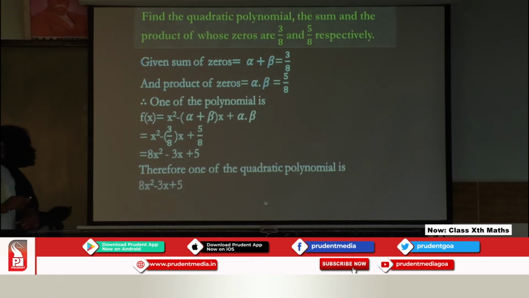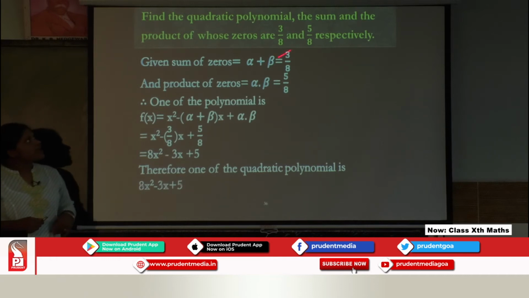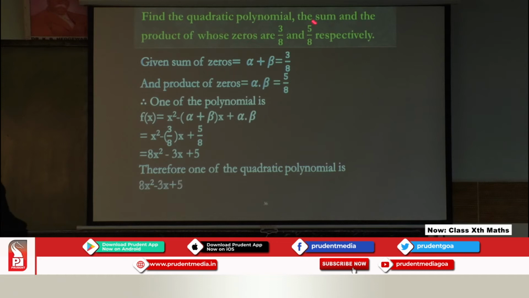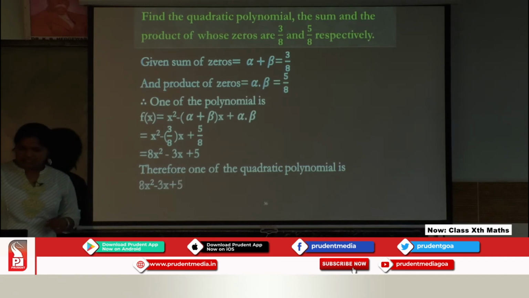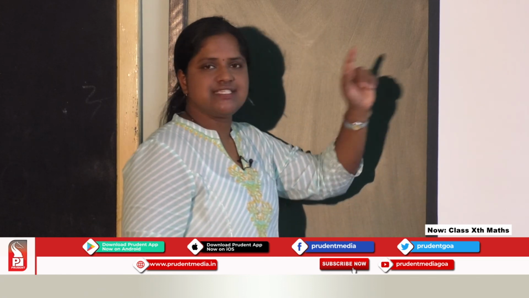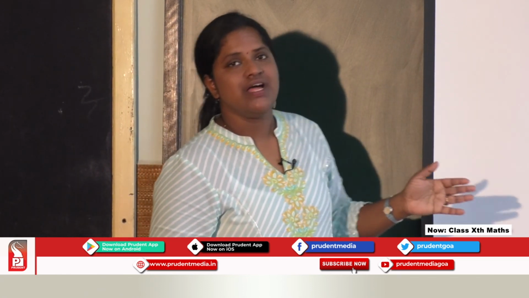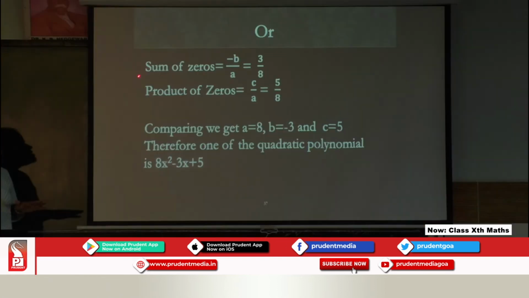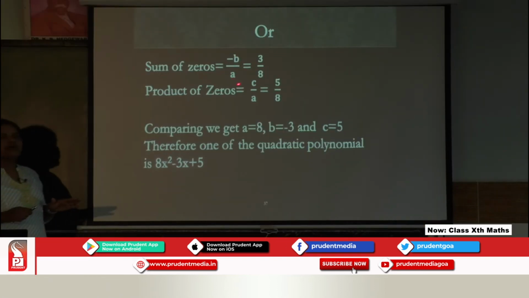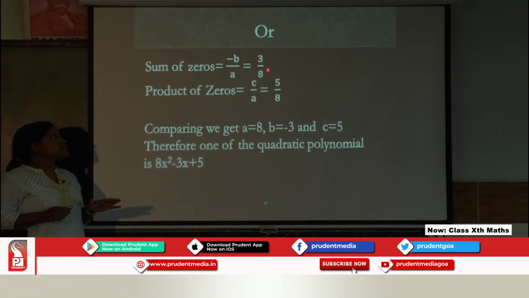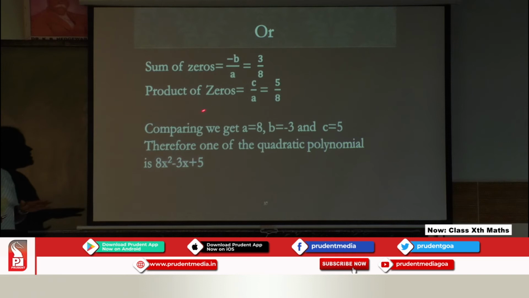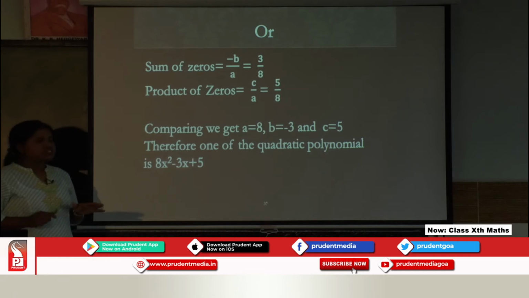Okay. So it's mentioned here one of the polynomial because see, even this answer is acceptable, but since it is in the fraction form, I have written in the standardized form. Okay. So this is one type where the sum of the zeros and the product of the zeros are given in the fraction form. There is one more method in solving this same problem which I had shown in the earlier sum also, that is by comparing. Okay. So sum of zeros formula is minus b upon a, and which is given to us as 3 upon 8, and product of zeros is c upon a, and again this value is given to us as 5 upon 8. So let us compare a first.